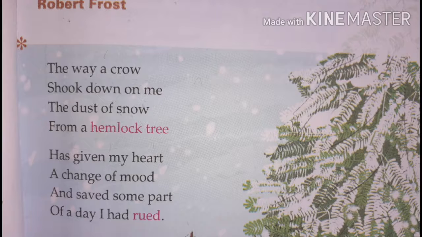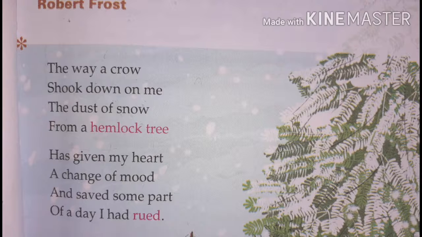Next one: has given my heart a change of mood and saved some part of a day I had rued. This incident has given the speaker's heart a change of mood and saved some part of a day he had rued. Here rue means feeling sorry about something that you have done wrong, or regretting something that had happened. So that is called rue.